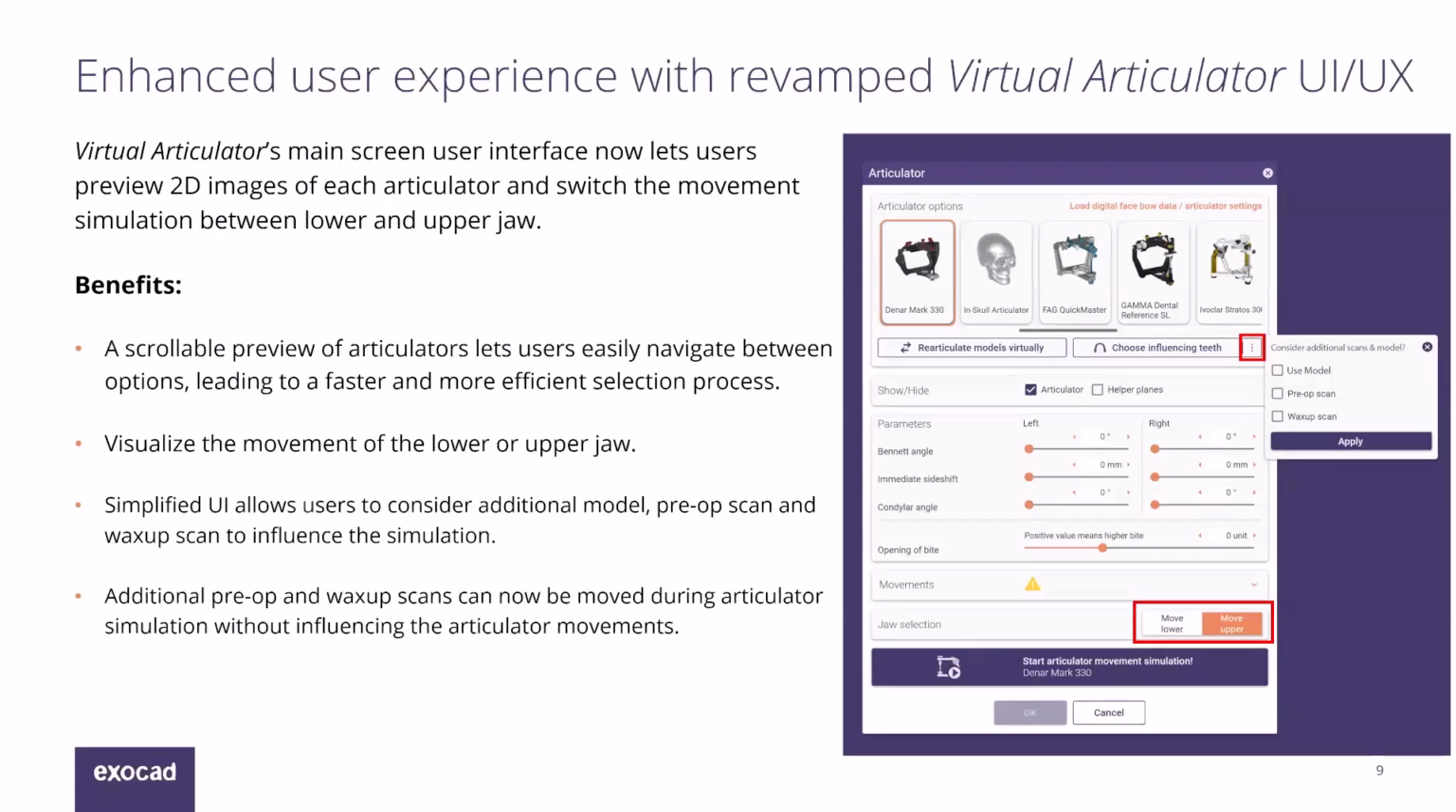Also, a thing that came out of community feedback: the jaw selection, so that you can move in the articulator the movement from the upper jaw or the lower jaw. So you can see that one is displayed in your workflow.